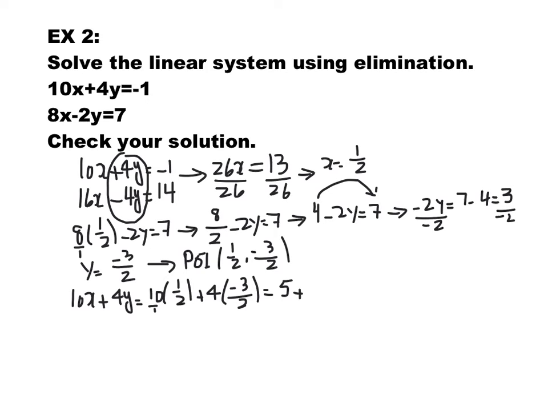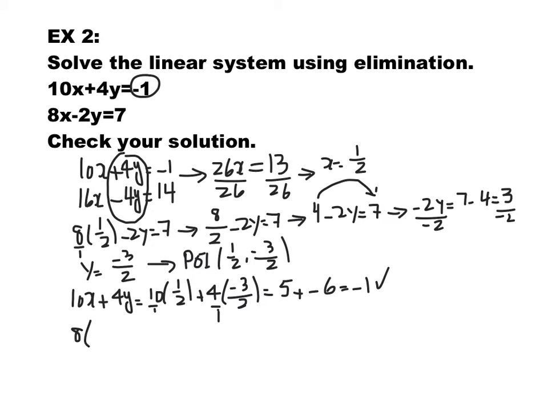Plus, again, 4 over 1. Product of the numerator is negative 12. Product of the denominator is 2. So it's negative 12 over 2 is negative 6. Now 5 plus minus 6 is going to give me negative 1, which is the correct value. So this is correct.